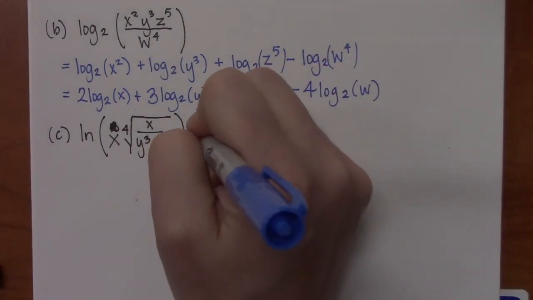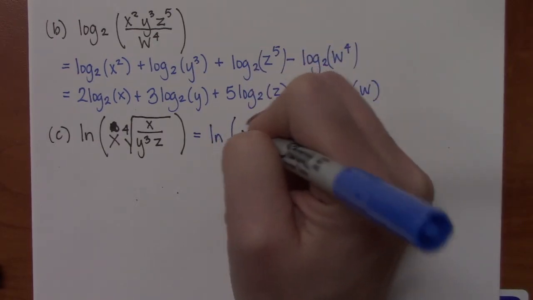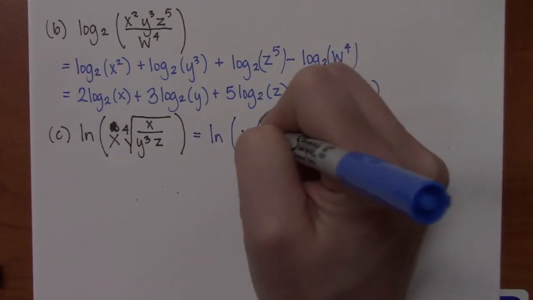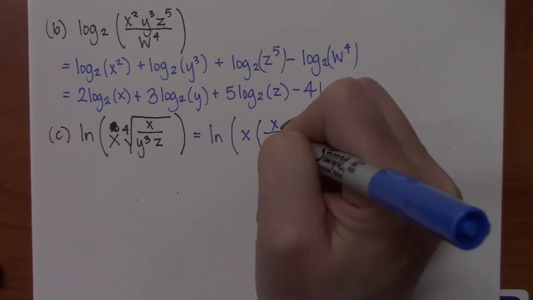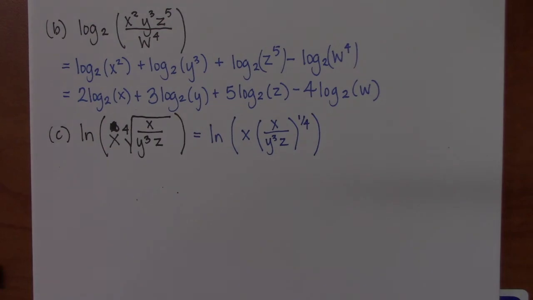So the first thing I would do is say, well, this is the natural log of x times x over y cubed z, to the 1/4, because it was a 4th root. I am not allowed to pull that 1/4 out front, because the rule is it has to be the entire expression inside the log raised to that exponent.